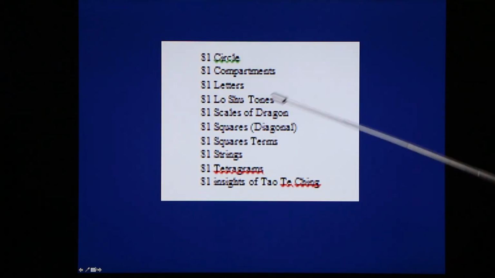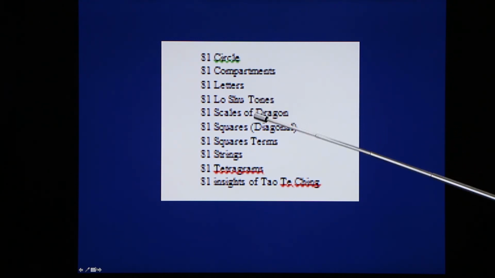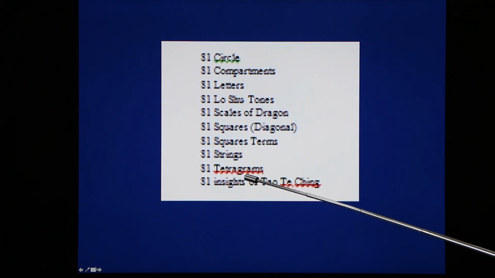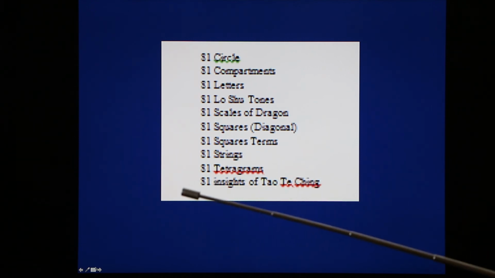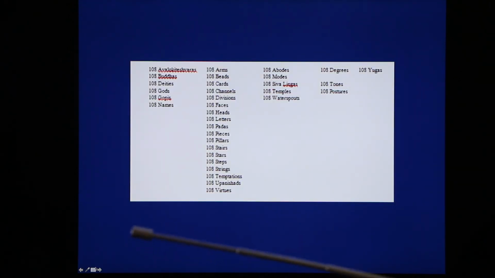81, 9 times 9: 81 circles, 81 compartments, letters, Lo Shu tones, scales of the dragon, squares, strings, tetragrams, and 81 insights into the Tao Te Ching. And there's 81, I think, poems in the Tao Te Ching.